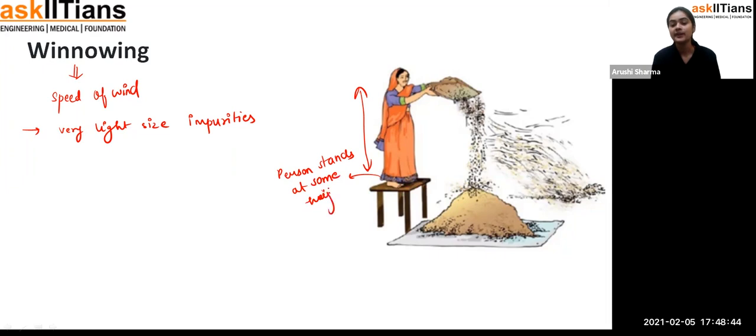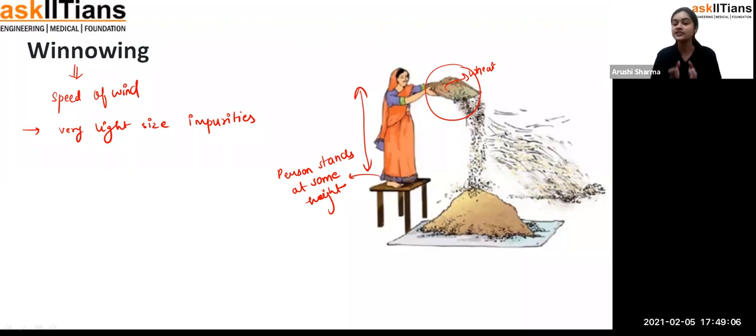So what will happen is that she is taking some kind of container, so that she can keep some amount of wheat in it. And you can see here that this is the wheat. Fine. And when she is pouring it from some height, what will happen is that the wheat is of heavy size as compared to the impurities.